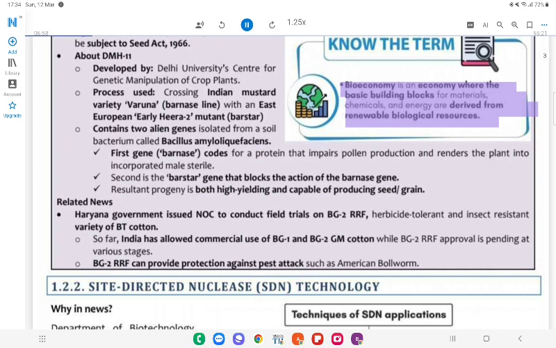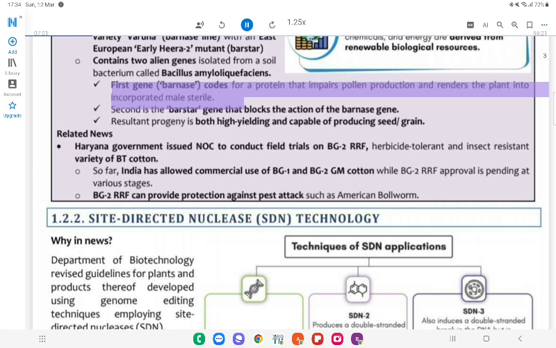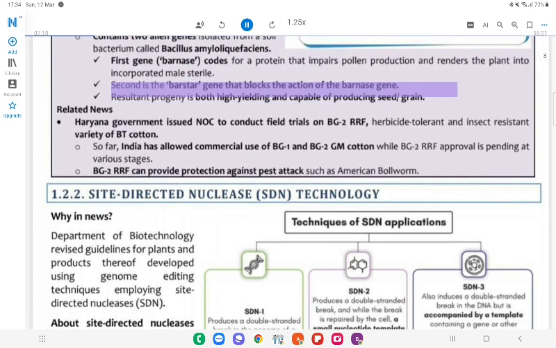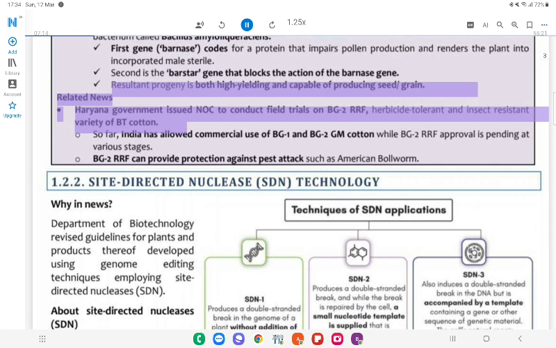The first gene, barnase, codes for a protein that impairs pollen production and renders the plant male sterile. The second is the barstar gene, which blocks the action of the barnase gene. The resultant progeny is both high-yielding and capable of producing seed grain.